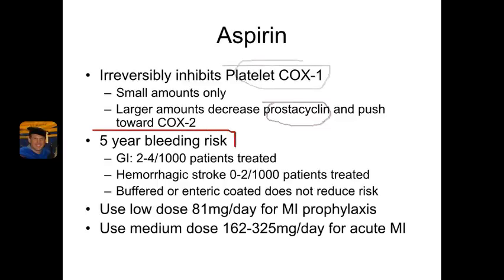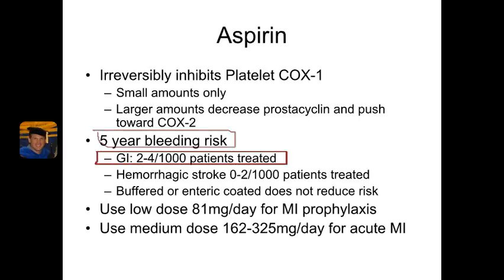When it comes to the 5-year reading of bleeding risk, for a patient who is on this drug every single day for 5 years, typically somewhere between 0.2 and 0.4% of patients will have a GI bleed. Somewhere between 0 and 0.2% of patients will have a hemorrhagic stroke during that time.